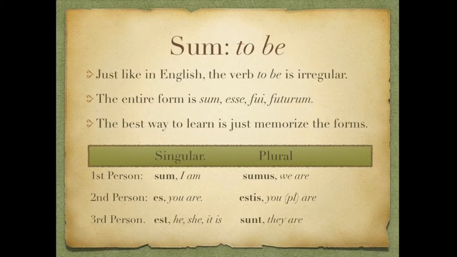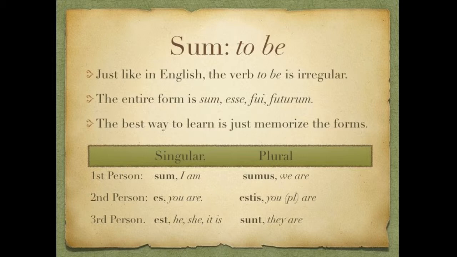First person singular, sum, I am. Second singular, es, you are. Third singular, est, he, she, or it is. Then we go to the plural, sumus, we are. Estis, you all are. And then third plural, sunt, they are.